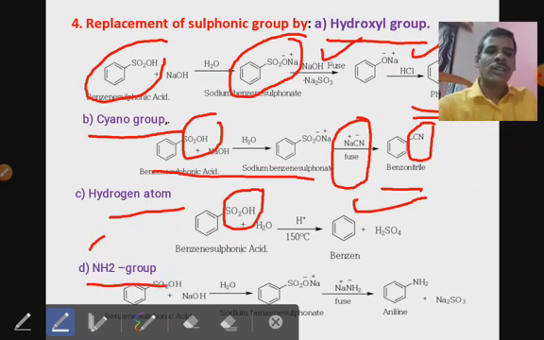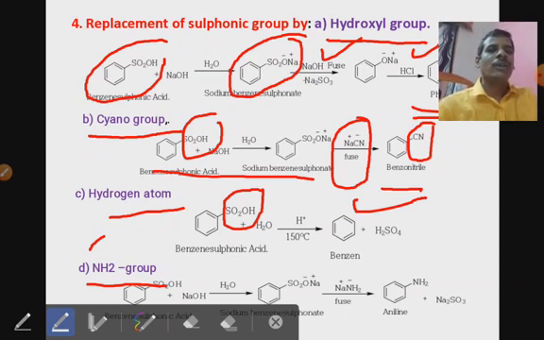In this case also, the benzene sulfonic acid reacts with sodium hydroxide. There is a formation of sodium benzene sulfonate, and this sodium benzene sulfonate is again fused with NaNH2, and the formation of aniline takes place. This means the SO3H group is replaced by the NH2 group, that is, sulfonic acid is converted into aniline. Benzene sulfonic acid is converted into phenol, into benzonitrile, and into benzene.